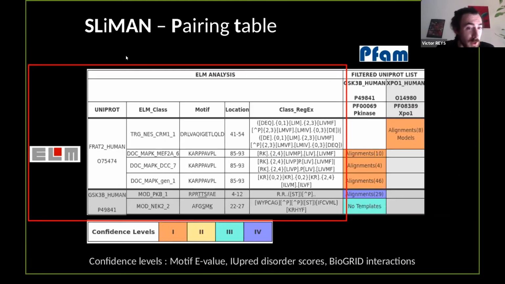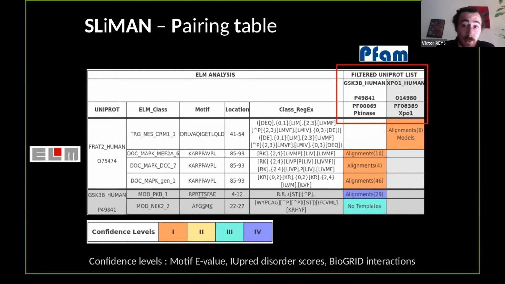In the first part, we get a table. On the left, we have all the analysis from ELM, with all the classes that could be retrieved from the list and all the motifs on the sequence, and of course their location on the sequence and the regular expression that allows us to retrieve them. Those motifs are paired with the Pfam domains of the same list. In the table, we have all the predicted hits that are paired, and they are colored by confidence level depending on the motif e-value, the disorder prediction scores, and the total BioGRID interactions.